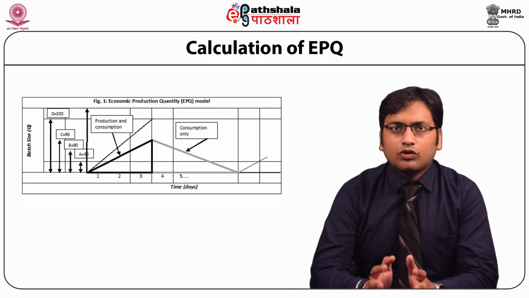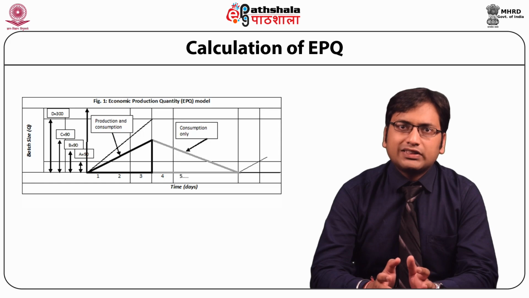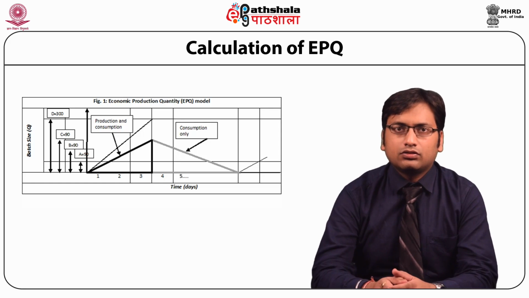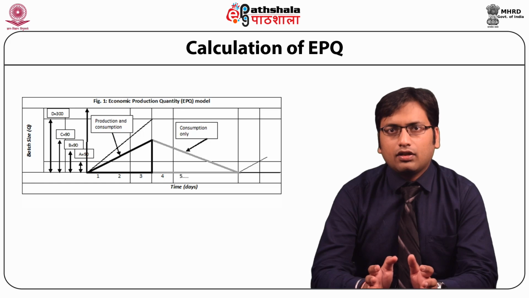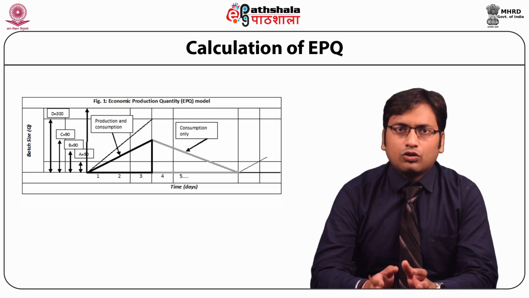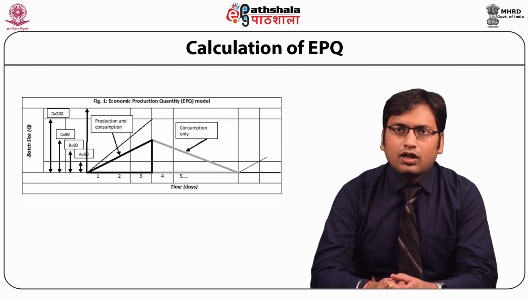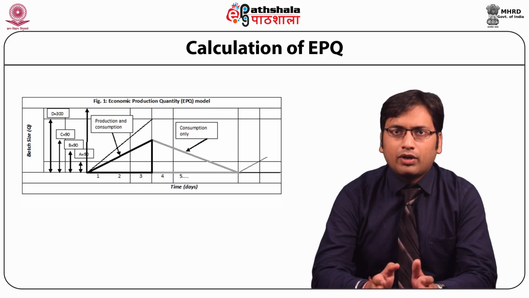Suppose a batch size Q equal to 300 units is required, P equal to 100 units are produced daily, of which 10 units, d, are consumed each day. Thus, production time T would be 3 days, in which a total of 300 units would be produced. So on day 1, 100 units are produced and 10 are used. The remaining 100 minus 10 equals 90 units are stored in inventory, as shown by A.